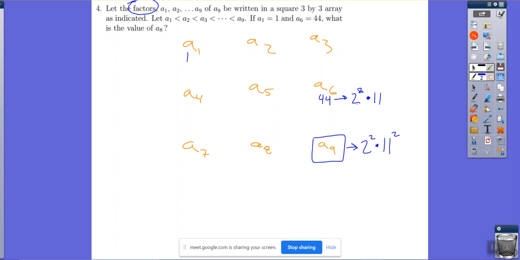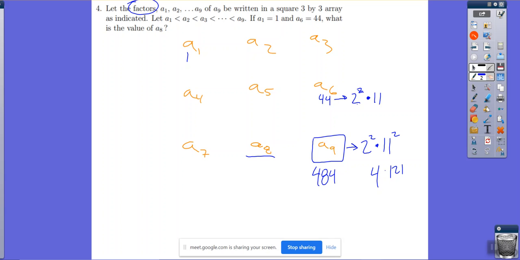Okay, that's good. So 2 squared is 4, 11 squared is 121. So 4 times 121 is... 842? No, 840. I should write it down. I have no idea. It's 484. So then we want to know what this is.